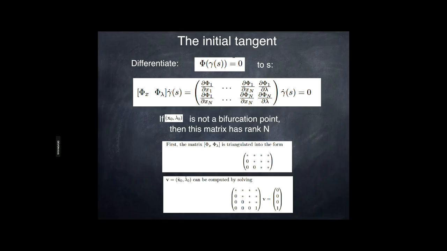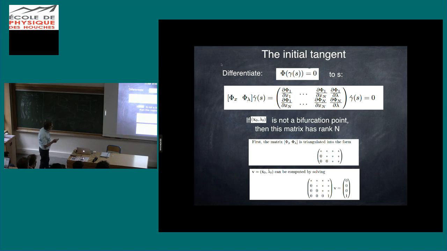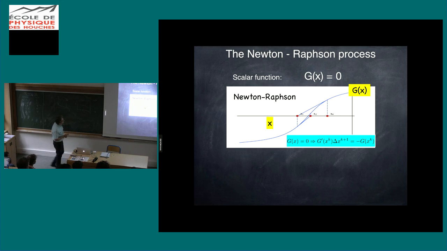Okay. Now this is a bit technical, but basically you can compute an initial tangent. Maybe I'll skip that. If you know an initial point, there's a technique to compute an initial tangent to the branch by looking at this matrix. But I think that's not so important.